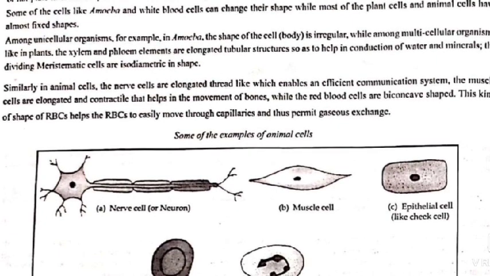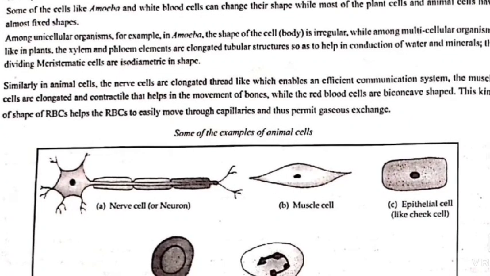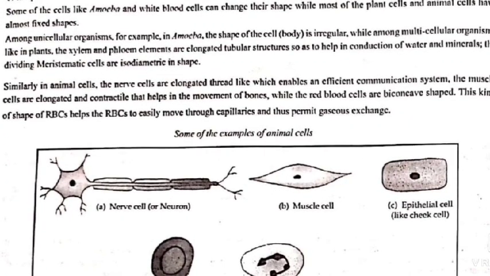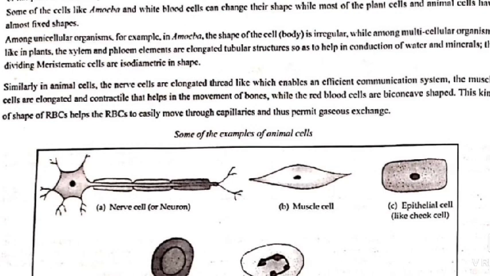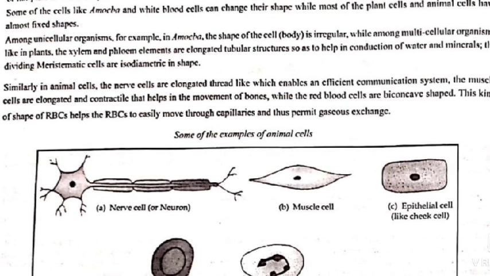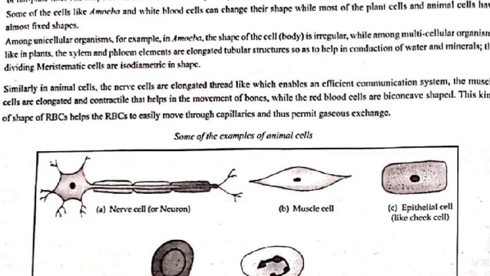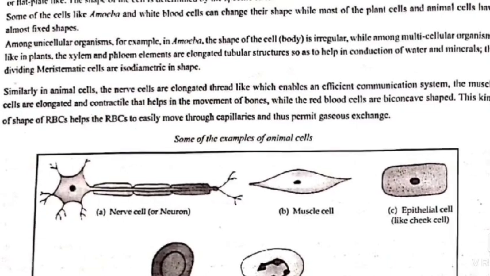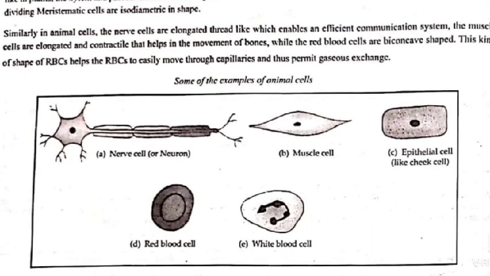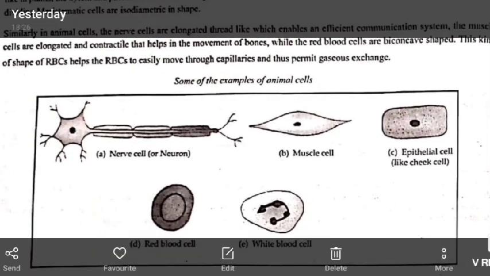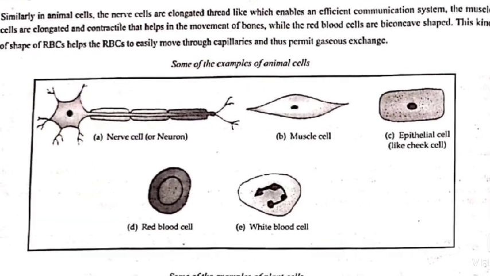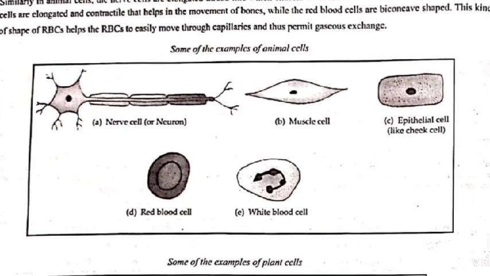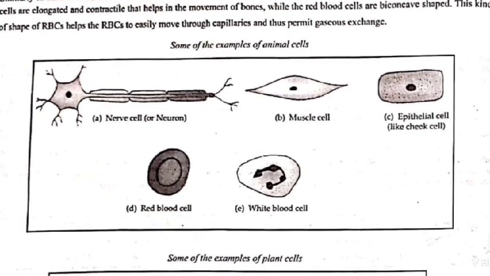Similarly, in animal cells, the nerve cells are elongated and thread-like, which enables an efficient communication system. The muscle cells are elongated and contractile, which helps in movements of bone, while the red blood cells are biconcave in shape. This shape of RBC helps the RBC move easily through capillaries and thus permits gaseous exchange.